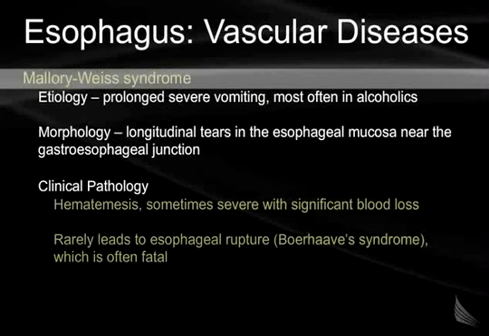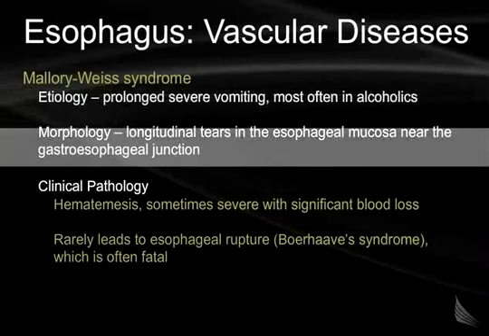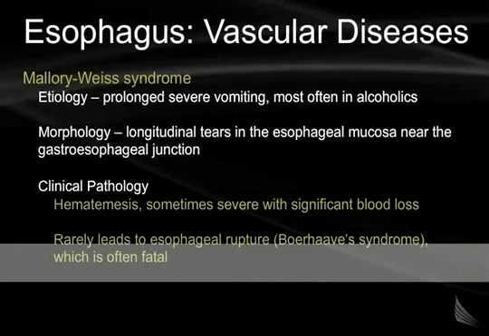Next we'll talk about Mallory-Weiss syndrome. Remember, the classic history for Mallory-Weiss syndrome is a patient who has severe retching followed by bleeding or hematemesis. Most often we see these in alcoholic patients who binge drink and then vomit, and then finally vomit blood. The morphology is a longitudinal tear in the esophageal mucosa, most notably near the GE junction.